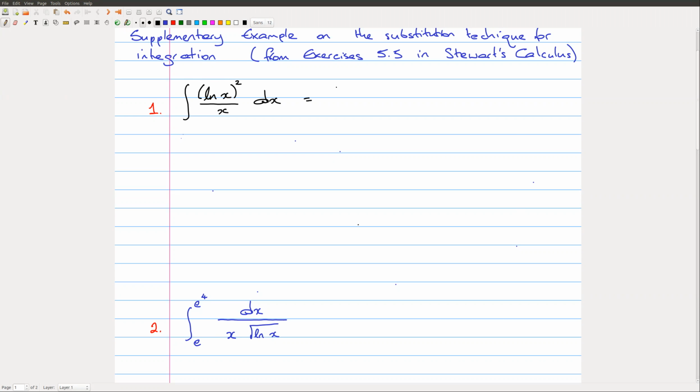So what we're looking at here is the problem of integrating log x squared. So we've got a log x there, we've got a log x squared, and we've got a 1 over x dx. And we might observe that the derivative of log x is 1 over x, which certainly appears in our problem.